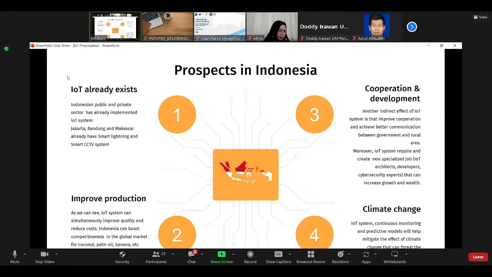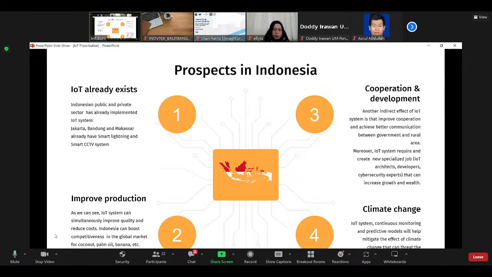And also development, because if you implement an IoT system, you create new specialized jobs. You need IoT architects, you need a communication technology expert, you need a web developer, you need a cybersecurity expert, in order to manage this system, because it is automatic, but it needs some day-to-day work to make it work properly. So you can create jobs, and that also creates economic growth.